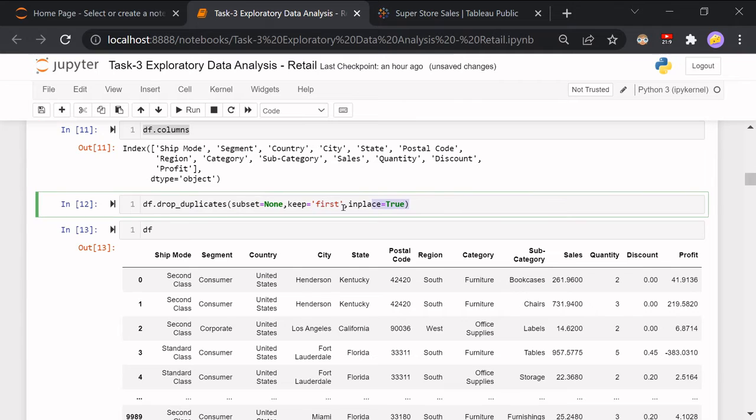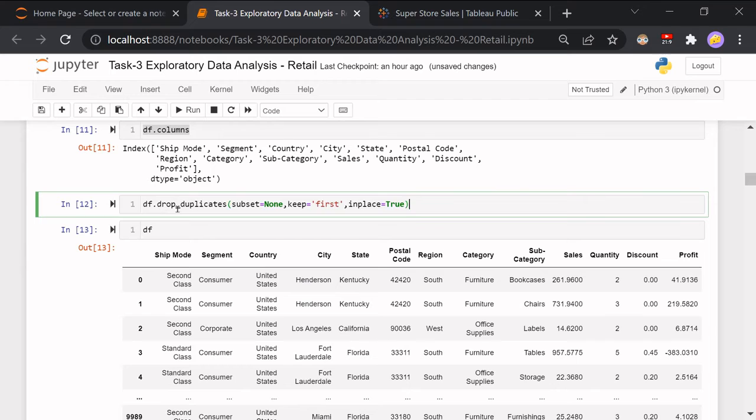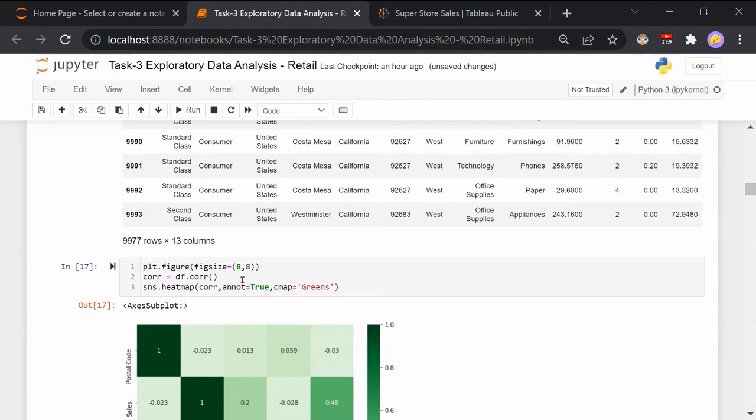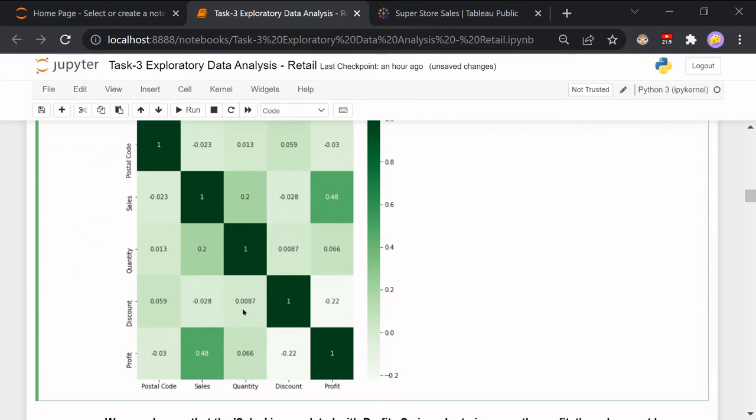Here I am dropping the duplicate rows. As you can see there are 9994 rows in the data frame, and after I have used this function I am getting 9977 rows, that is, some of the duplicate rows have been dropped. After that I am plotting the heat map. Heat map tells the correlation between the features.